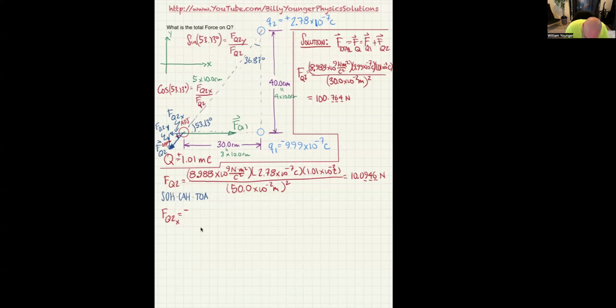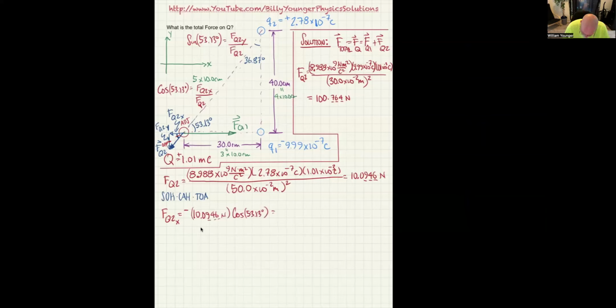So I'm going to take the magnitude of FQ2, which is 10.0946 newtons. And since I want the x component, we figured out that that must be the cosine. So I'm going to do cosine 53.13. Notice I'm using 4 sig figs on the angle, and I've got 3 sig figs for everything else. So that's good. You always want to have at least the same number of sig figs, but ideally even more.